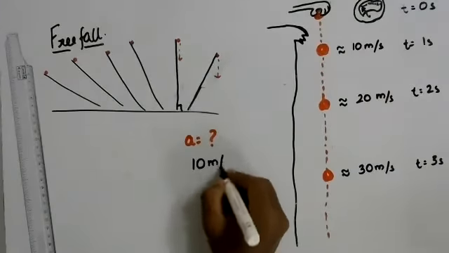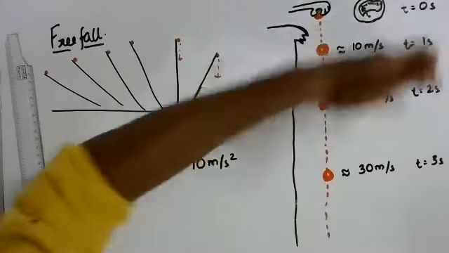Because every second it's increasing by 10 meters per second. Obviously, right? It's as simple as that. Every time interval of 1 second, it is changing by 10 meters per second. So the change is going to be 10 meters per second per second. So this value of acceleration is equal to 10 meters per second square, and if you want, we can also do the calculation. You can take any time interval.